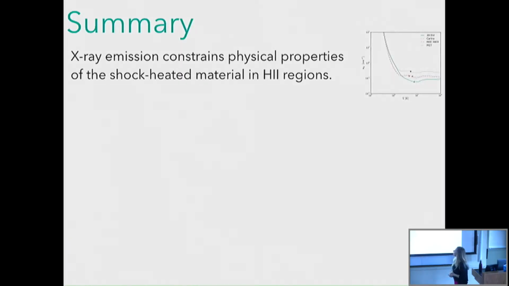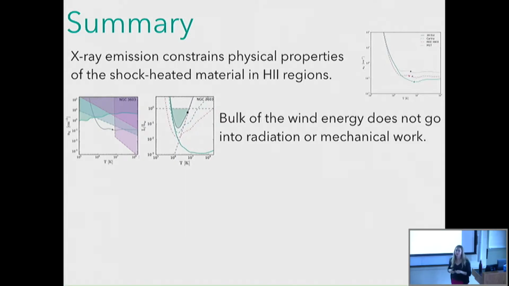So just to summarize, you can use the X-ray emission from H2 regions to constrain the properties of the hot gas, and from that you can estimate where the energy is going. If you know the total wind energy from the stars, then you can look at other mechanisms such as cooling, mechanical work, conduction, etc., to see where most of the energy is going. We find that the bulk of the wind energy doesn't go into radiative cooling, and not even into mechanical work. This suggests that feedback from stellar winds, at least for evolved H2 regions, may not be as important. It's not fully coupled to the ISM.